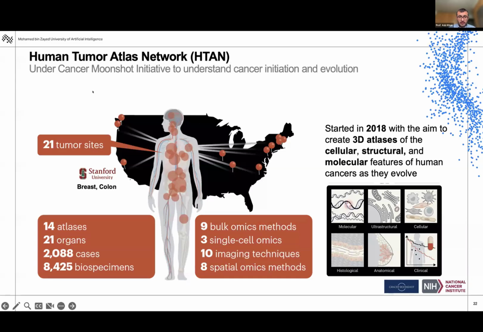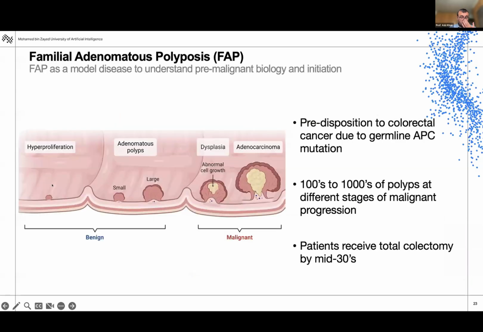And you can see that this is a US map, and there are universities across the US that were part of it. At Stanford, we were doing both the breast and colon cancer. In total there were 21 tumor sites, 14 atlases, and so on. So I'm going to talk about the colon part, which I co-led.